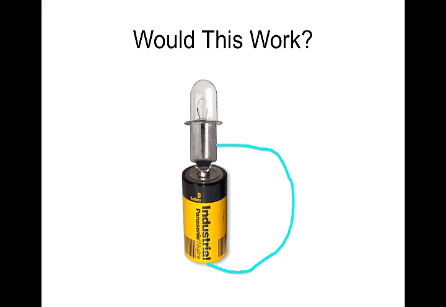This one, we have the electricity in the battery allowed to go through the bottom of the bulb, up through the filament, back down around out the side of the light bulb, and down to the bottom. So this is a complete circuit. This bulb should light.